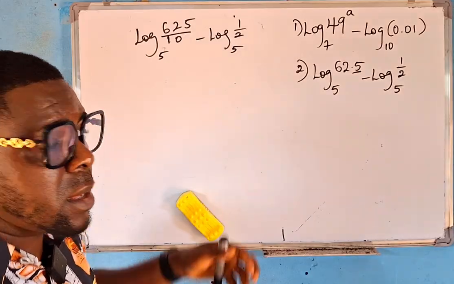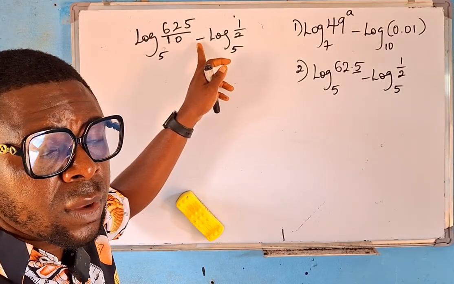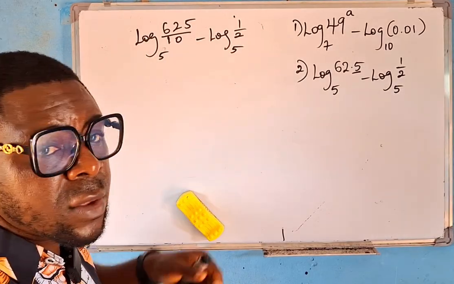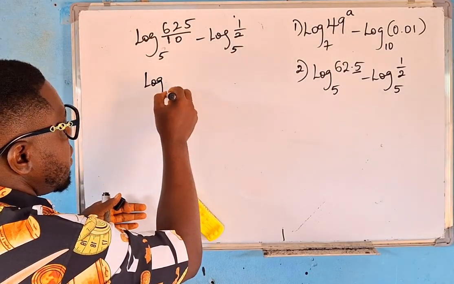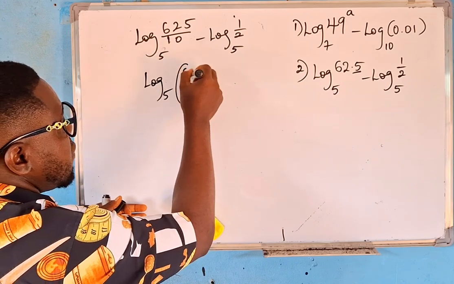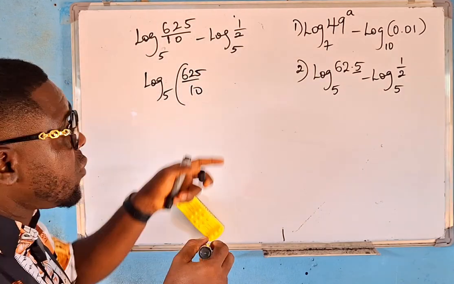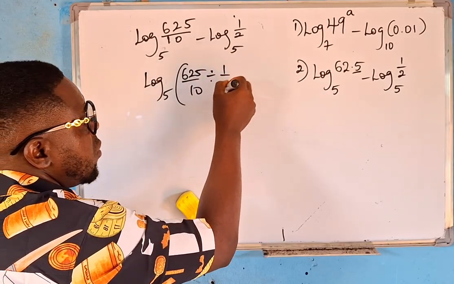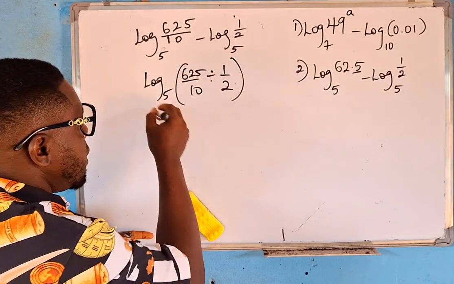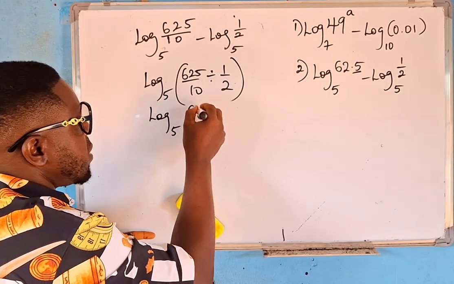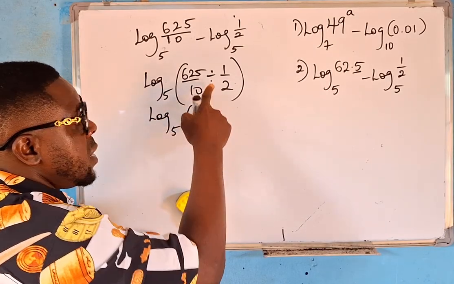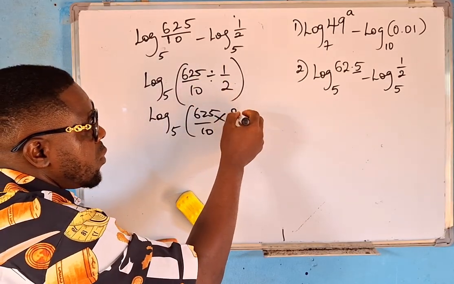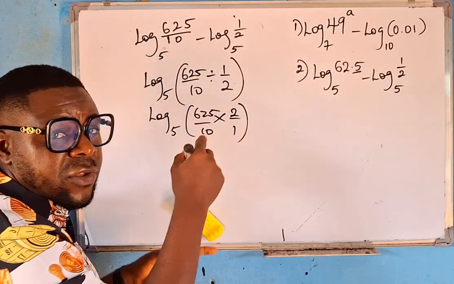Then I can apply the subtraction law, because subtraction is the same as division if their base is the same. So I'll just pick one of the base, log base 5, open a bracket, bring down 625 all over 10. So wherever I see multiplication, I need to change to division. 1 over 2. Now this will give me log base 5 bracket 625 all over 10. Division will change to multiplication, and 1 over 2 will now become 2 over 1. I will interchange the numerator and the denominator.